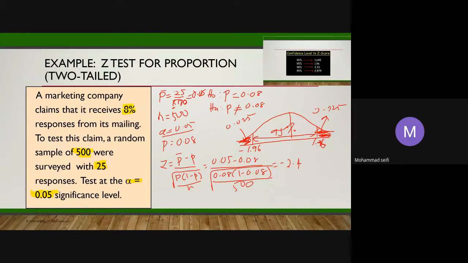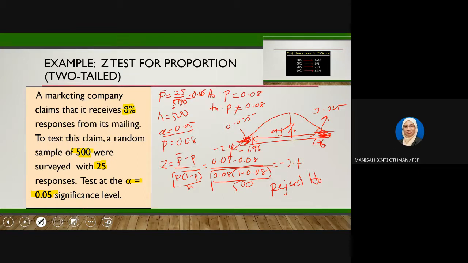So if it is negative 2.4, in which area? In this area, isn't it? Negative 2.4 is less than negative 1.96, so it falls in the rejection region. When it falls in the rejection region, the decision is to reject the null hypothesis.